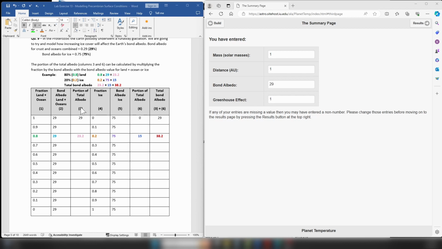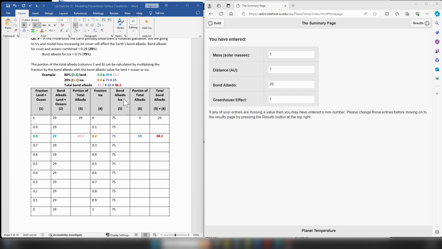We're going to skip column 3 right now. We're going to move to column 4. So for column 4, we have the fraction of ice. So obviously, if we have 100% land plus ocean, the fraction of ice on the surface of the Earth is going to be 0 because there can't be any ice because it's all land and sea. In contrast, once we are down to 50% land and sea, well, obviously at that point, 50% of the Earth's surface is going to be ice.